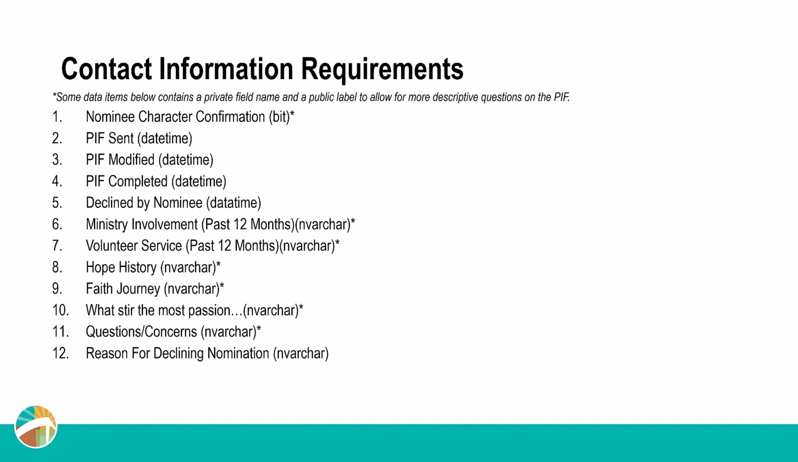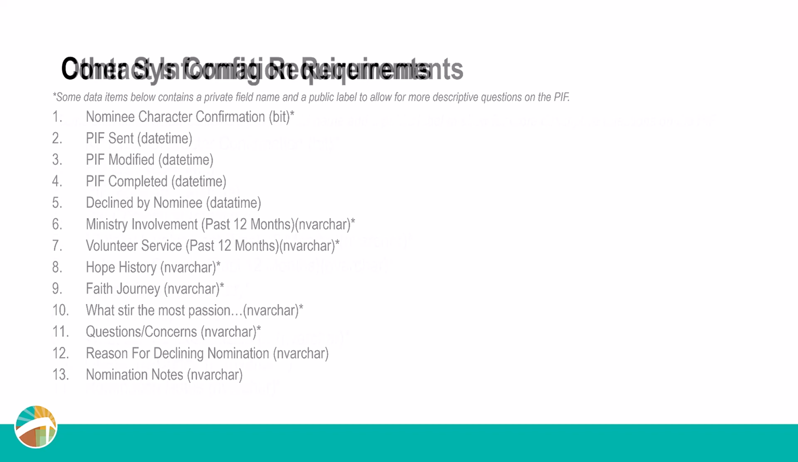And then might have a reason for declining. That's a little drop down that just has some easy selections, and then nomination notes. So we basically require a little extra notice depending on why someone might decline. But in other words, the note can be for someone declining, or it can be for just anything.